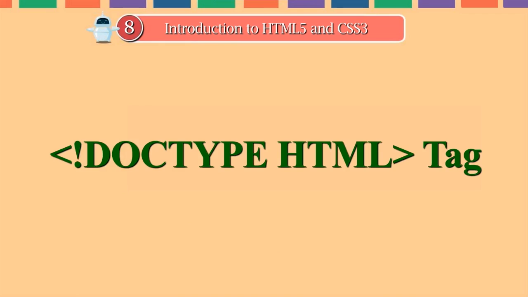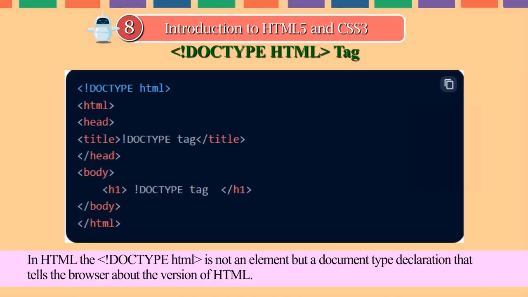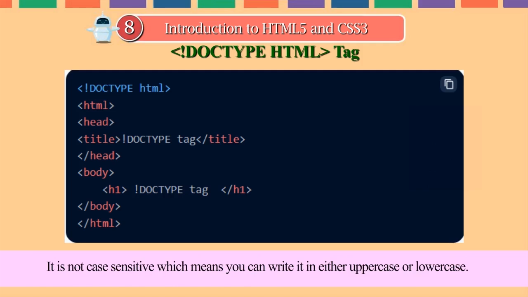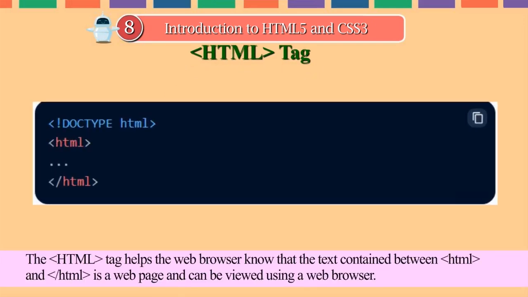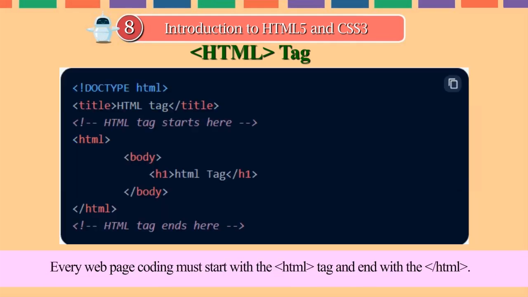Doctype html tag. In HTML, the doctype html is not an element but a document type declaration that tells the browser about the version of HTML. It is not case sensitive, which means you can write it in either uppercase or lowercase. HTML tag. The html tag helps the web browser know that the text contained between html and /html is a web page and can be viewed using a web browser. Every web page coding must start with the html tag and end with the /html.